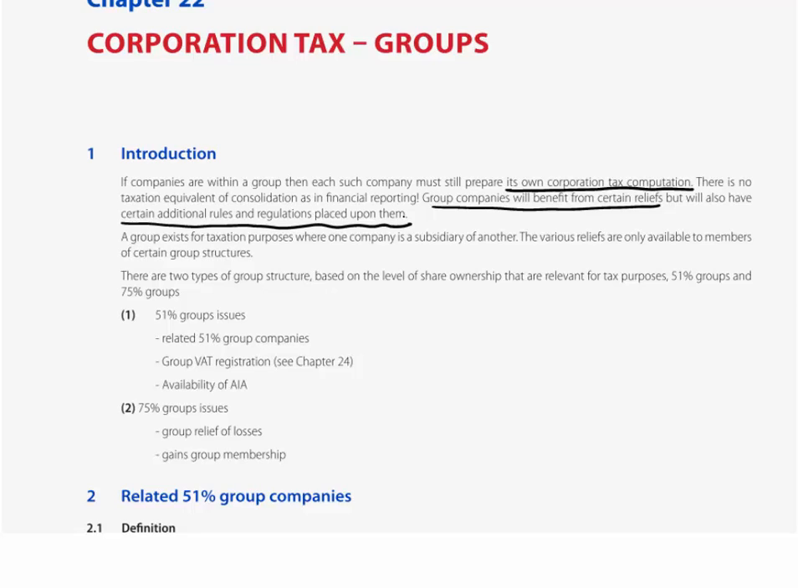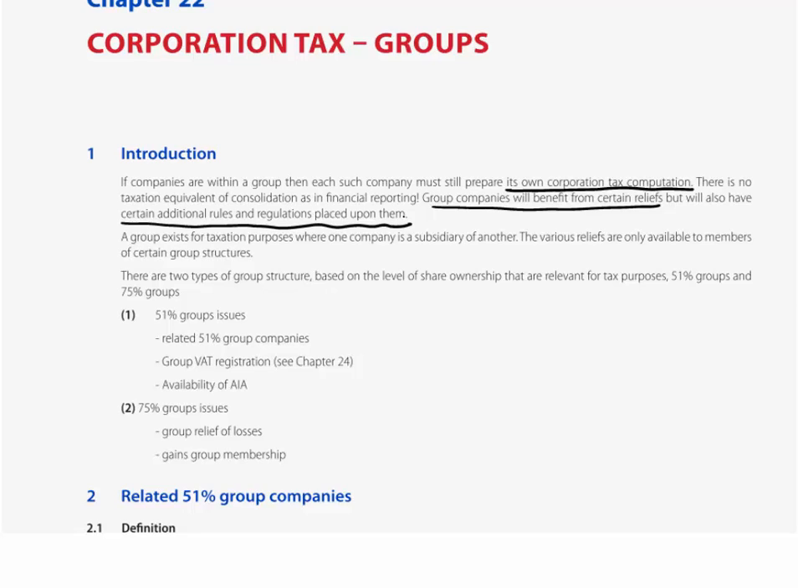But of course what we may have is several subsidiaries of a common parent. They are all therefore within a group. So we will need to look at related 51% group companies. We already know about that from things that we've said in this particular lecture, let alone in previous lectures. And that will be the first detailed technical point that we'll pick up on.